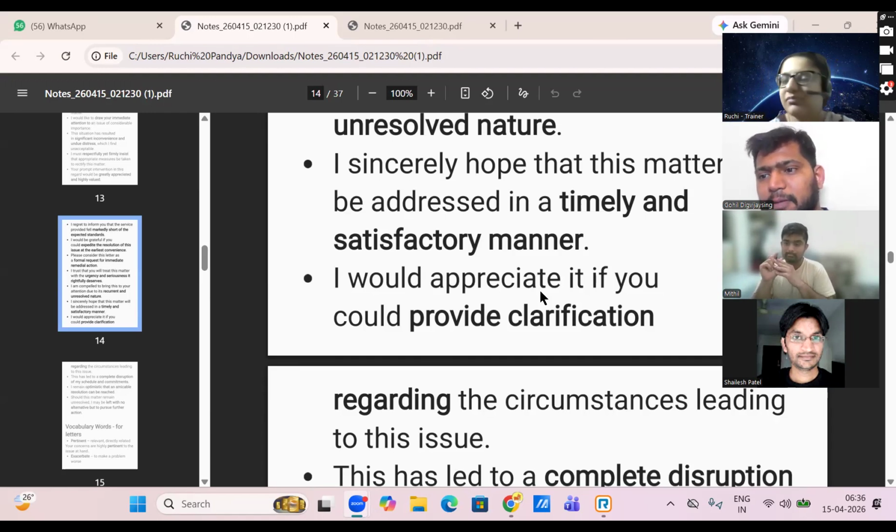But don't worry, repetition is the key. It is for language. I personally strongly believe that, and I have believed that ever since I've been teaching, and it has helped people a lot.